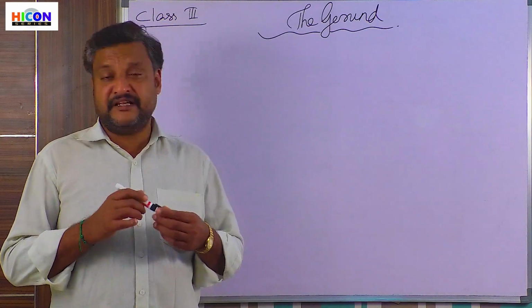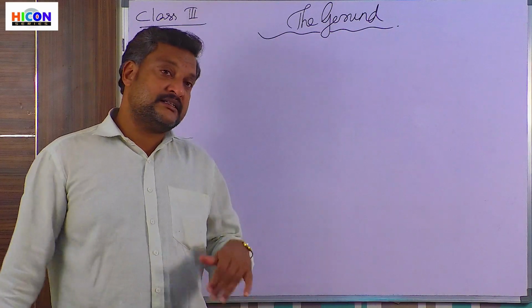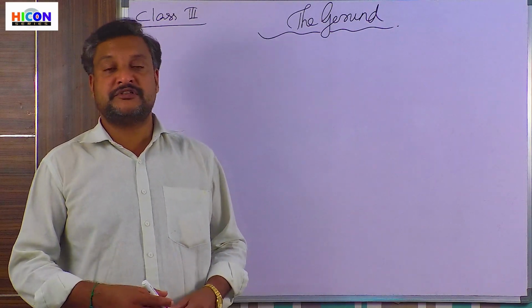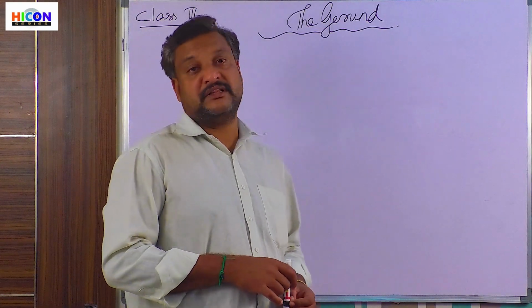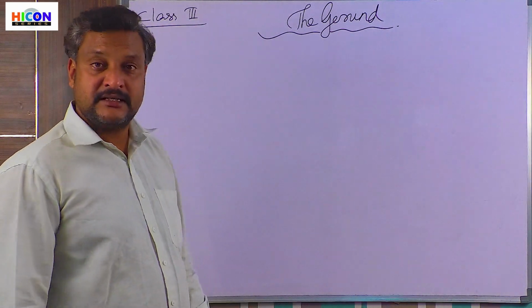So just now we have seen that infinitives can be used as nouns, and there are some other kinds of verbs also which can be used as nouns. And then the second one is a gerund. The second one is a gerund.